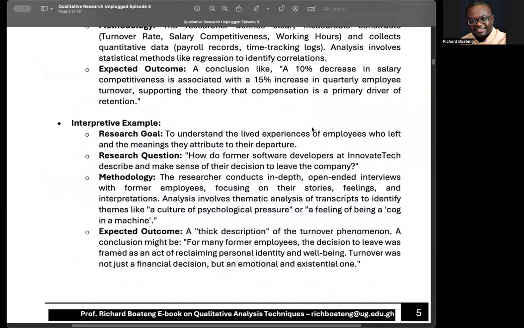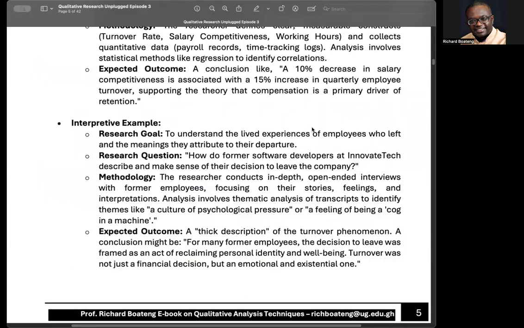So back to Innovate Tech and its turnover problem. An interpretive researcher wouldn't be crunching numbers from payroll. Probably not their primary focus. They'd be more interested in the stories behind the numbers. Their goal would be to understand the lived experiences of the employees who left and the meanings they attribute to their decision to leave. So the question changes. Completely. It might be something like, how do former software developers at Innovate Tech describe and make sense of their decision to leave the company?